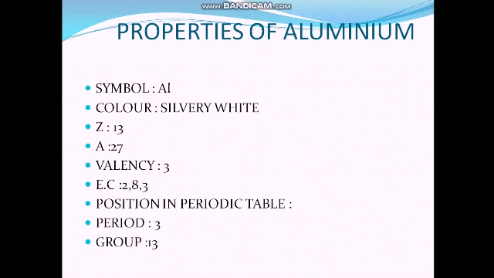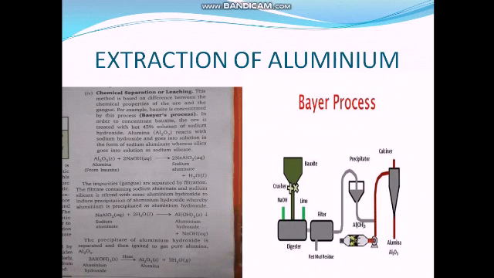Its electronic configuration is 2, 8, 3. It lies in the periodic table in period 3 and group 13. The process of extraction of aluminium was given by Hall and Héroult in 1885. It is extracted from its main ore called bauxite.